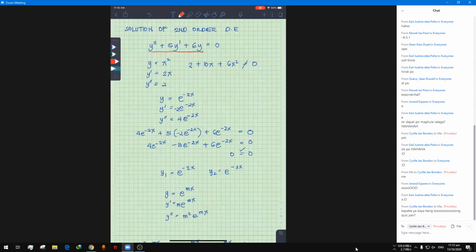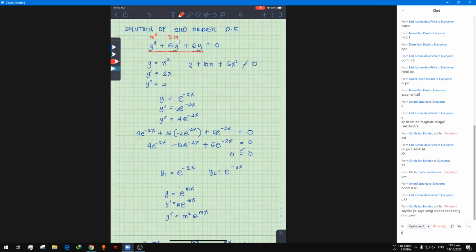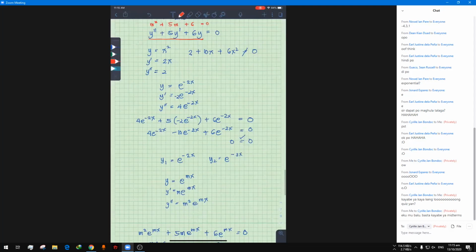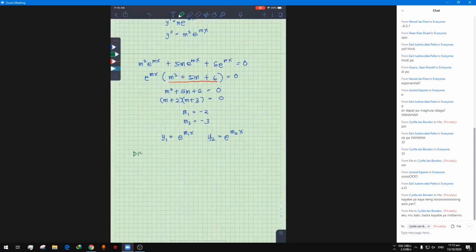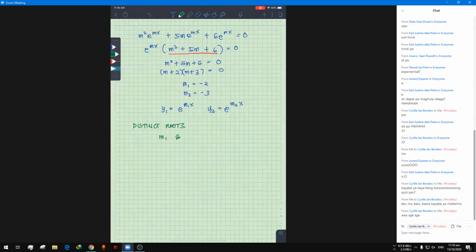So, yung Y double prime naging M squared. Tapos, yung Y prime naging M. Tapos, yung 6Y naging 6, equal to 0. So, transform mo lang siya ng ganyan, and then factor out mo yan, makakakuha ka ng dalawang factor. So, kapag ang factor mo are distinct roots, that means we have M1 and M2.